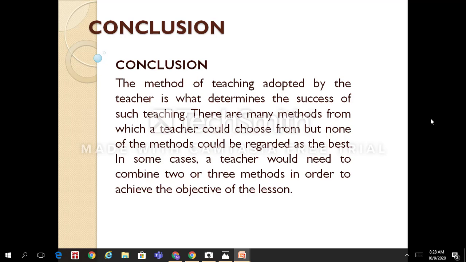In conclusion, the method of teaching adopted by the teacher is what determines the success of such teaching. There are many methods from which a teacher could choose, but none of the methods could be regarded as the best. In some cases, the teacher would need to combine two or more methods in order to achieve the objectives of the lesson.